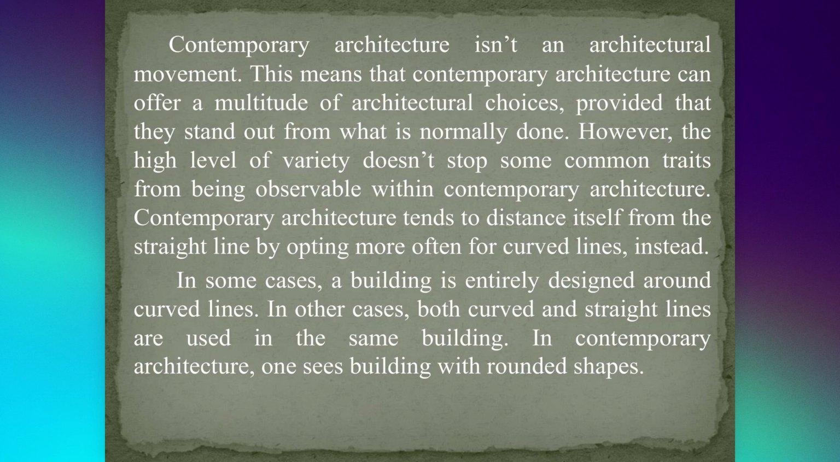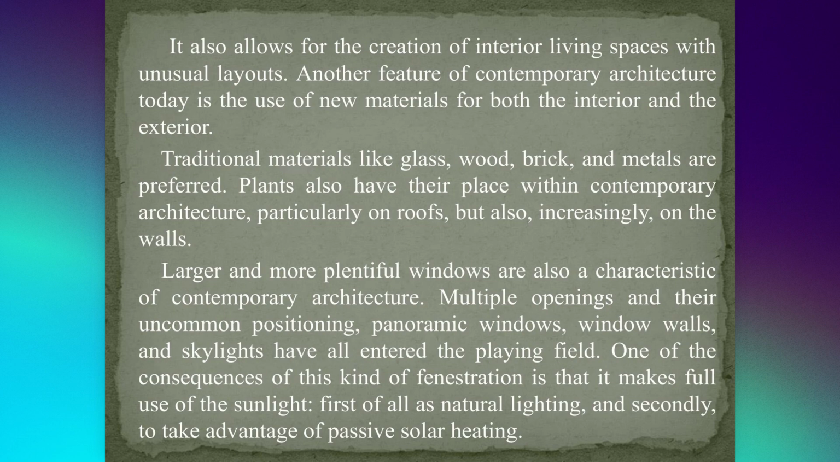Contemporary architecture tends to distance itself from the straight line by opting more often for curved lines instead. In some cases, a building is entirely designed around curved lines. In other cases, both curved and straight lines are used in the same building. In contemporary architecture, one sees buildings with rounded shapes. It also allows for the creation of interior living spaces with unusual layouts.